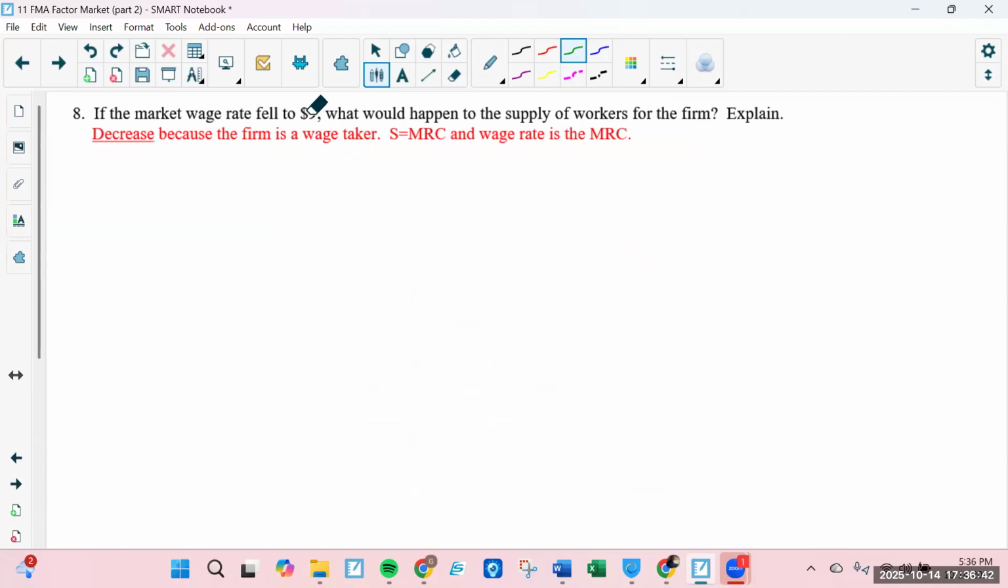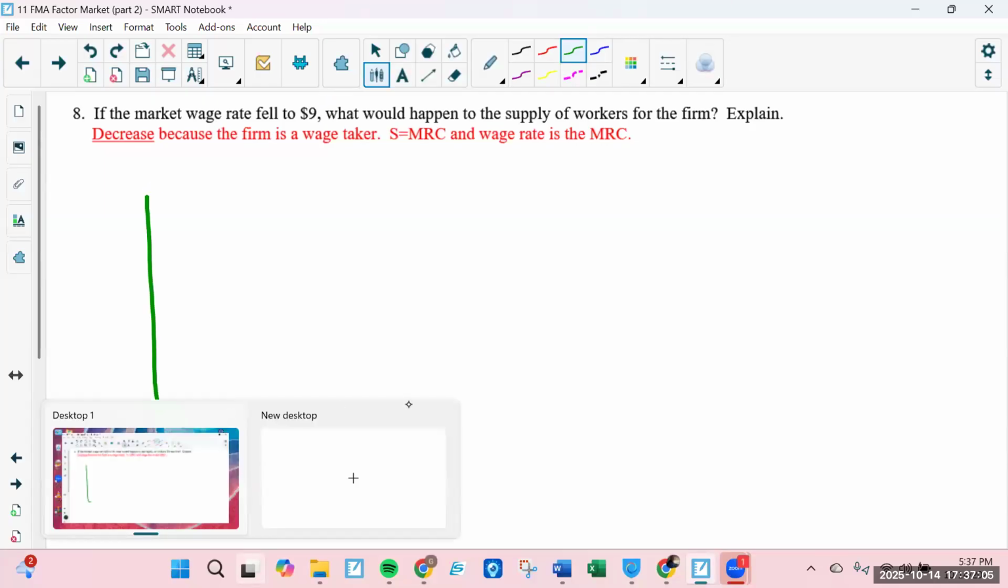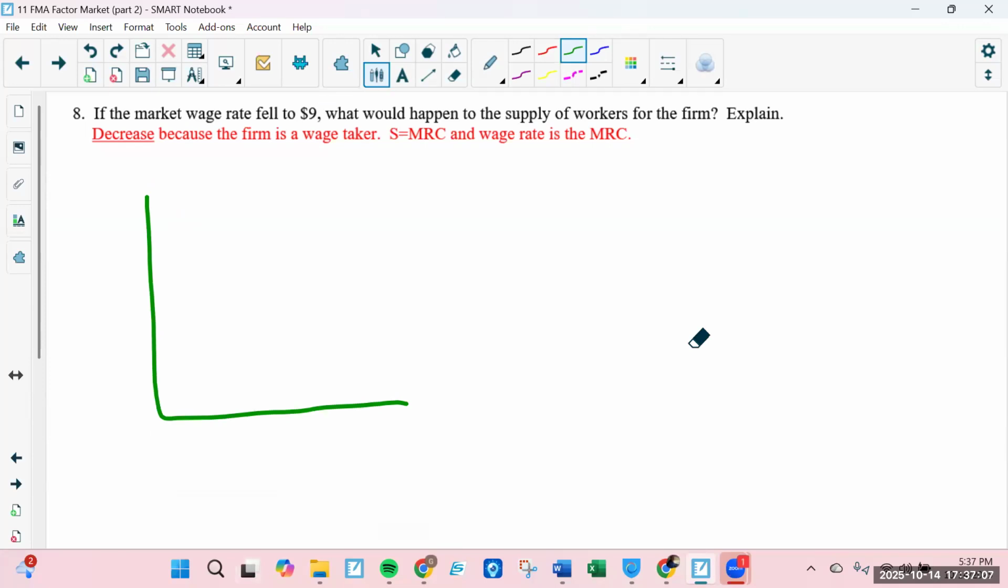If the market wage rate fell to 9, what would happen to the supply of workers in the firm? Explain. Okay, the idea is the supply of workers would decrease, right? Because the wage rate, which is supply equals MRC, comes from the market wage rate. If you'll remember, let me just draw it here. It's always easier to draw a graph.